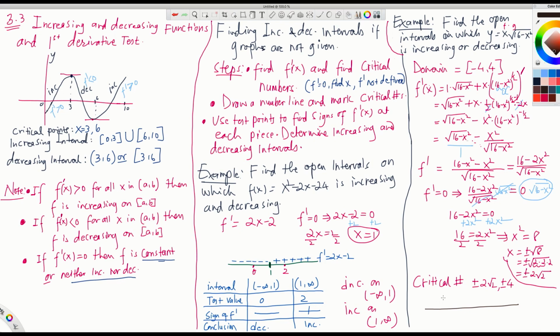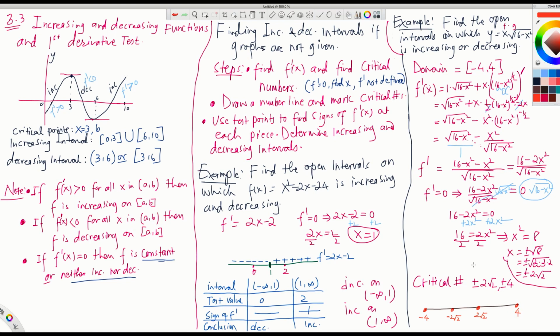When you draw the line, you don't have to draw outside negative 4 and positive 4 because the domain is negative 4 to positive 4 only, right? So this is one critical number. Let me use a different color for that. Another critical number is negative 2 root 2, another is positive 2 root 2, and another is 4. Let me write those down: negative 4, negative 2 root 2, positive 2 root 2, and positive 4.